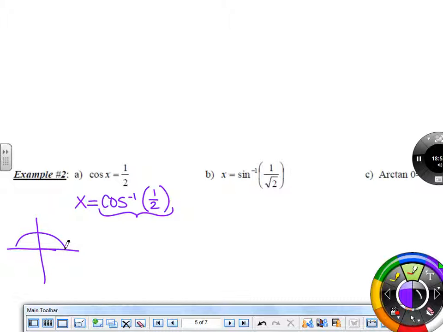The x or the y coordinate? The x. So I'm looking for the angle that has an x coordinate of 1/2. Now, just knowing that it's 1/2, what kind of angles are you thinking of? 30s or 60s, right? So then I have to think, is it the 30 or is it the 60 where the x coordinate is 1/2?